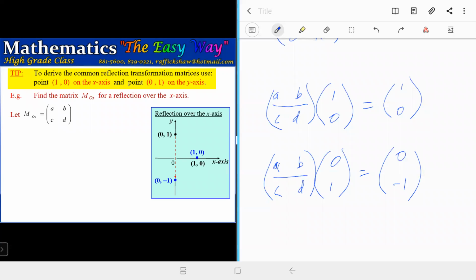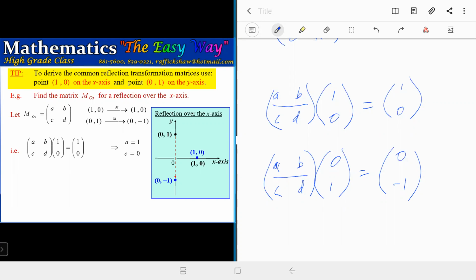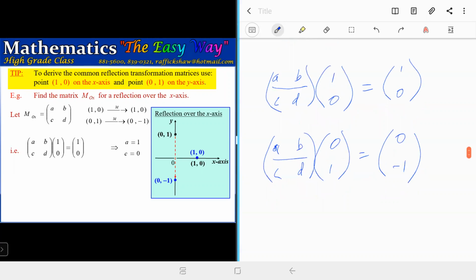So let's look back at the slide now. We know that the point 1, 0 is mapped onto 1, 0 when you reflect it in the x-axis. But the point 0, 1 is mapped onto 0, -1 when you reflect in the same x-axis. And you set up the equality of matrices like that. And from the equality of matrices, we see that equation, right? Let me work it out over here and show you so you can see it.